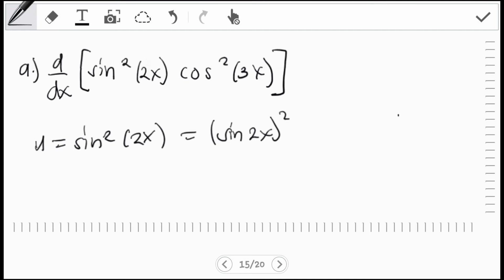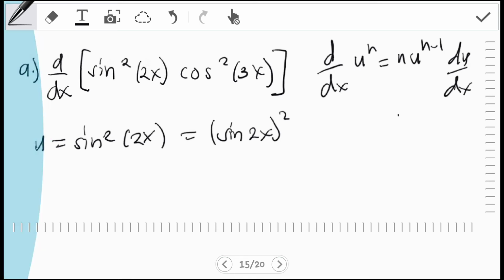Okay? So remember, d over dx of u to the power n is n u to the power n minus 1 du over dx. So du here is equal to, where n is 2, then 2 minus 1, that is, we also write sine 2x. Okay?